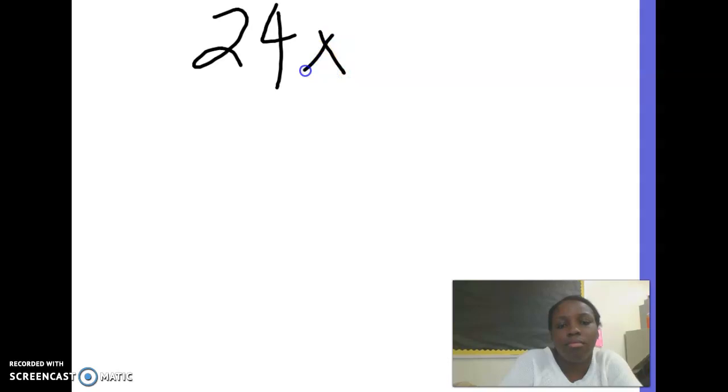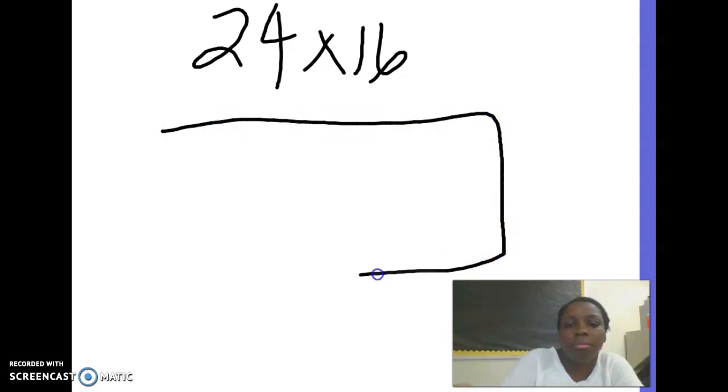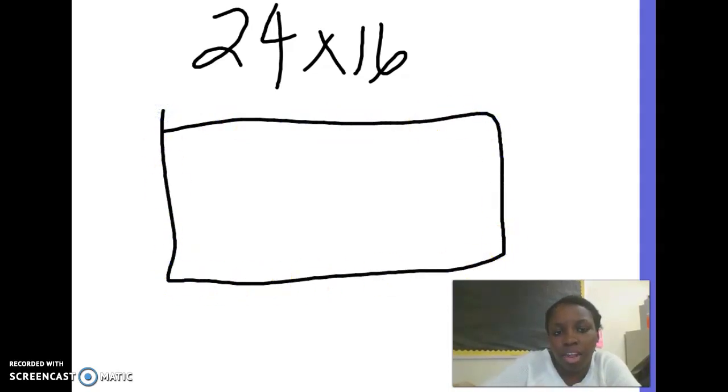All right, you guys, so today we're multiplying a two-digit by two-digit number. I'm going to do an example: 24 times 16. We know we need to create a rectangle. This time, it's going to look a little different, so we have two digits by two digits.